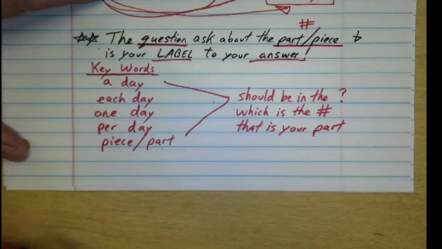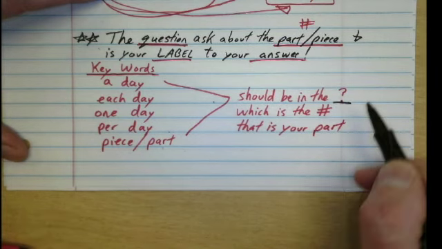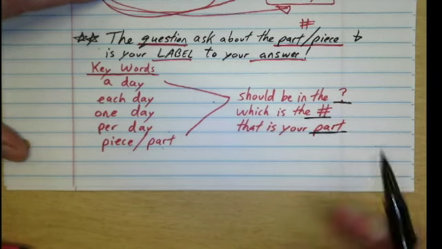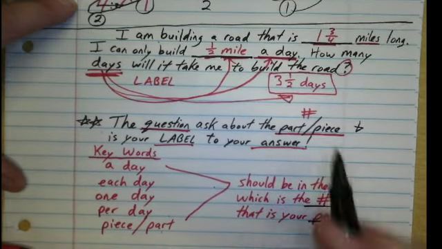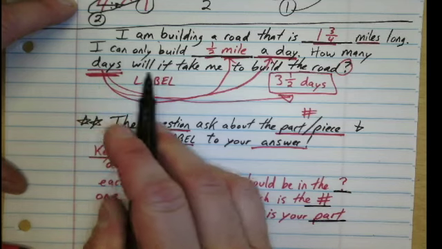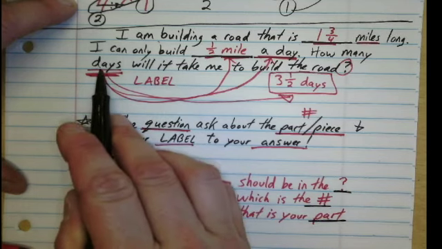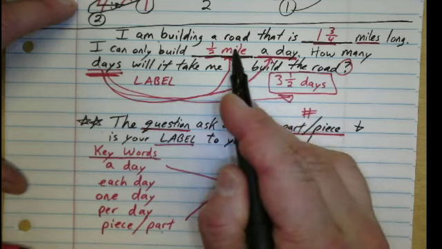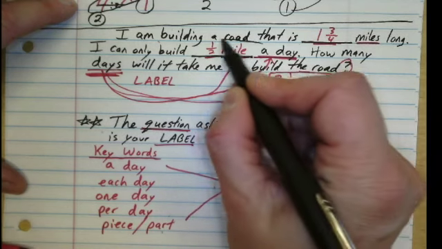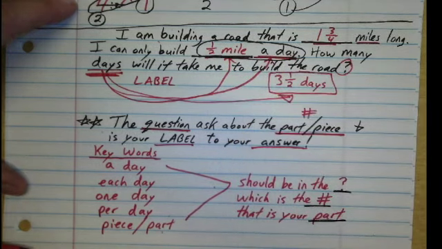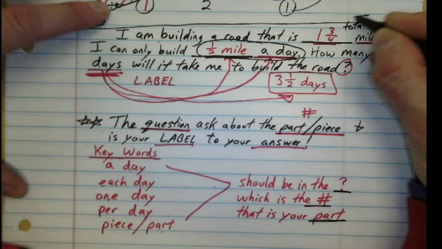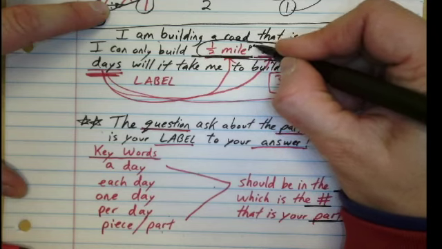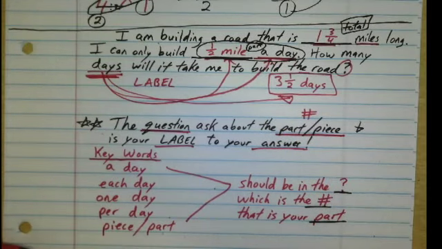And what do I mean by those words that are going to be in the question and also be the number for your part? Well, if we look back at my story problem up there, the question was how many days would it take me to build the road? Where else do you see the word days? The word a day was right here with half mile. So you knew that this number right here was your part. So therefore, this number is your total, and this one is your part. Once you know that, you can set it up to divide and get your answer.